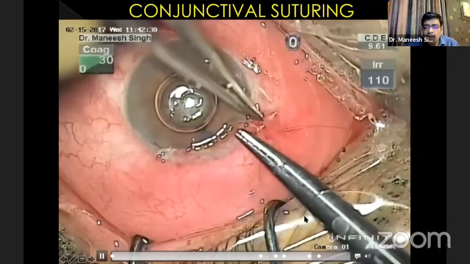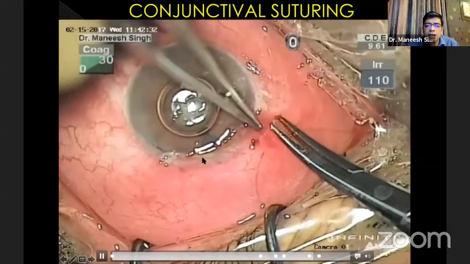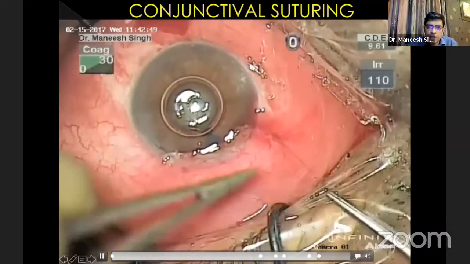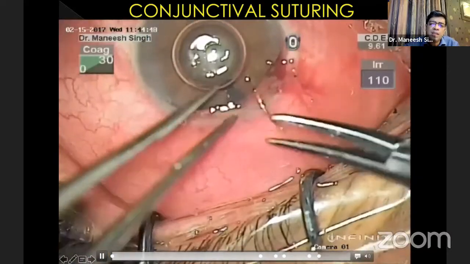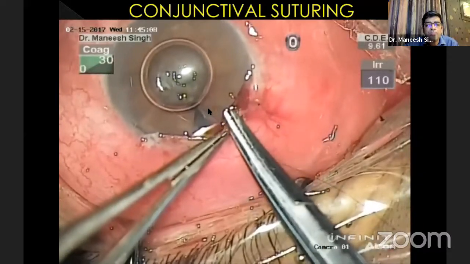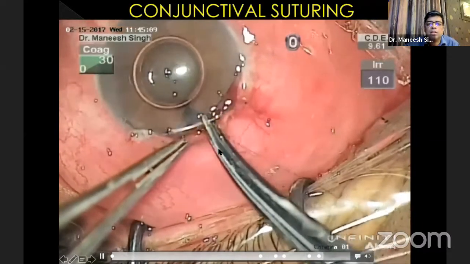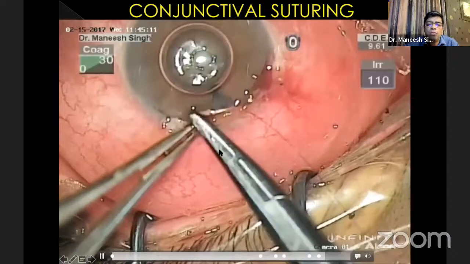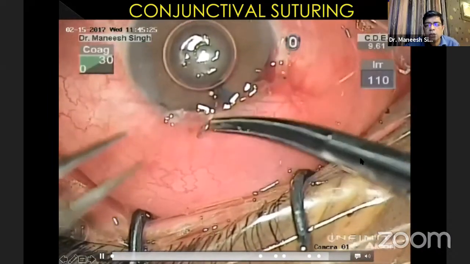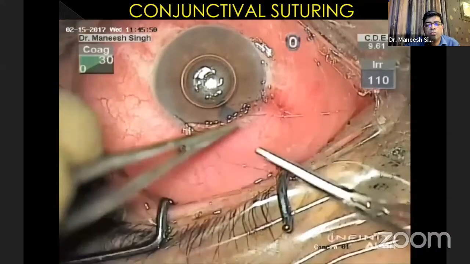And to prevent retraction, we can use a central mattress suture. This definitely reduces the chances of leakage. Plus, in future, if there is a leakage and you put a BCL, it definitely helps you to heal. In case there is a retraction of the conjunctiva and there is a leakage, you have to take the patient back to the OT for resuturing. This is the suturing technique which we are following.